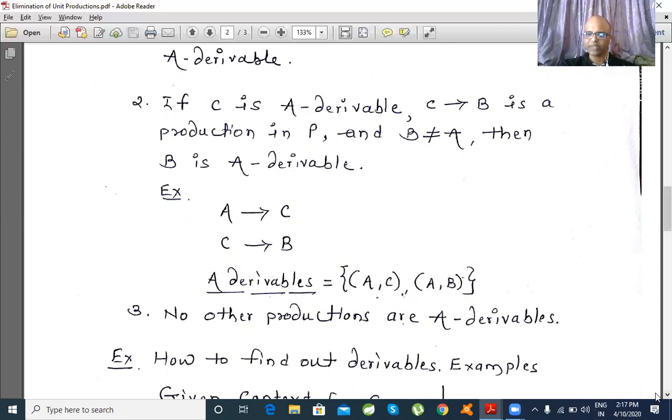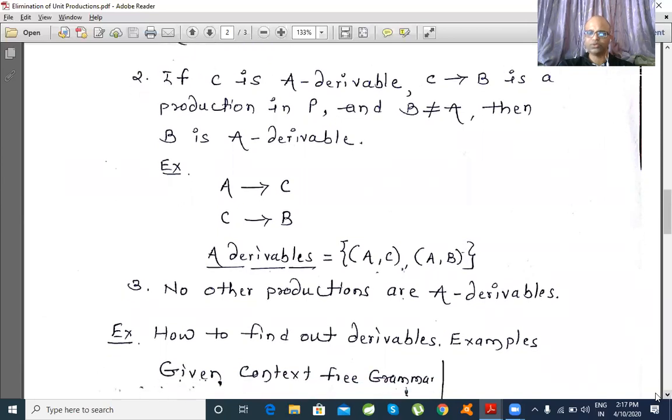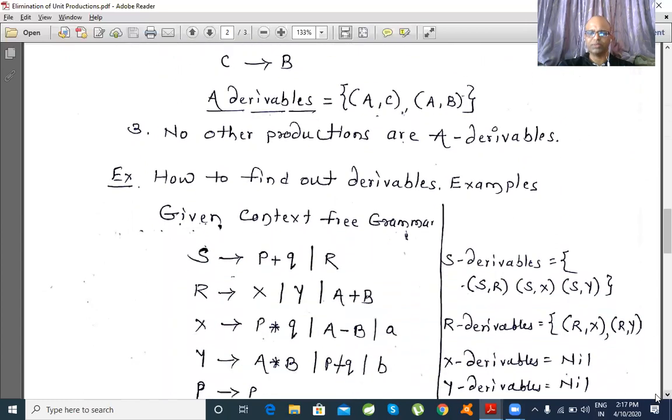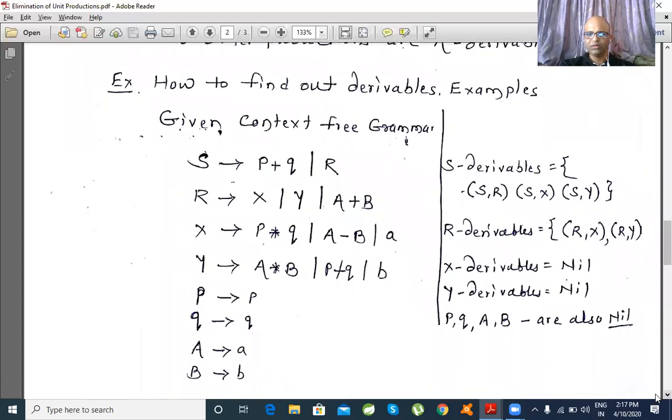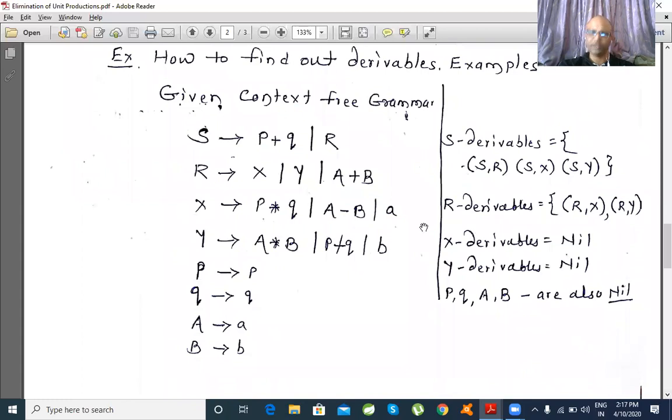So there are no other productions that are called A derivables. Within these two categories only we can find the derivables. Let's check this out with a simple grammar. This example is very clear. This is a given grammar. What we want to find out is, for all non-terminals, the derivables. The derivables are for S, X, Y, P, Q, A, B.